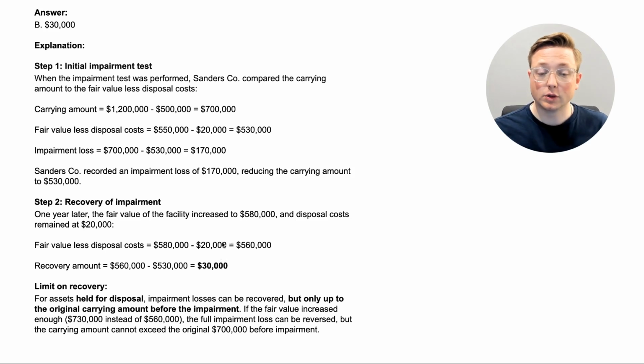So the impairment loss was $170,000 plus $530,000. That gets you back up to the carrying amount. You can't go past that. They can't magically have a $200,000 impairment loss recovery because the impairment loss was only $170,000. I hope that makes sense because, again, basically you can't go past what the original impairment loss was. You can only recover what the impairment loss was. So I hope that makes sense.